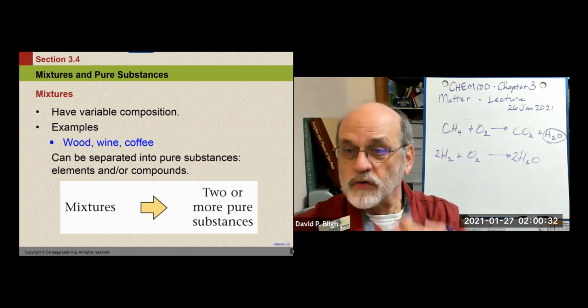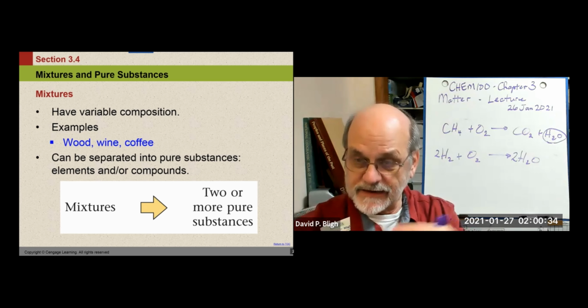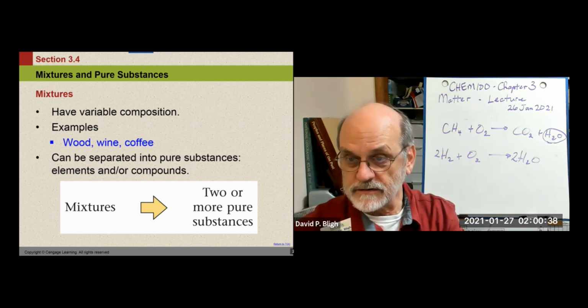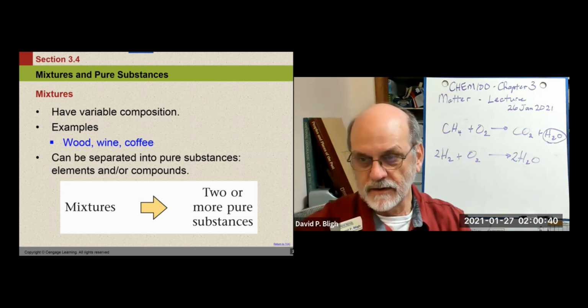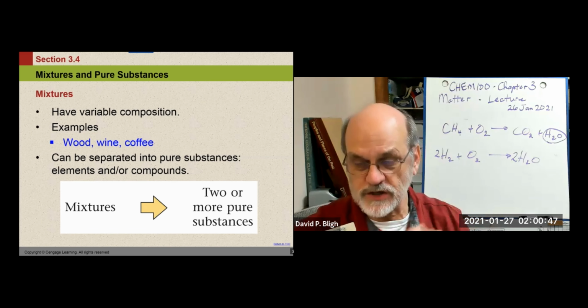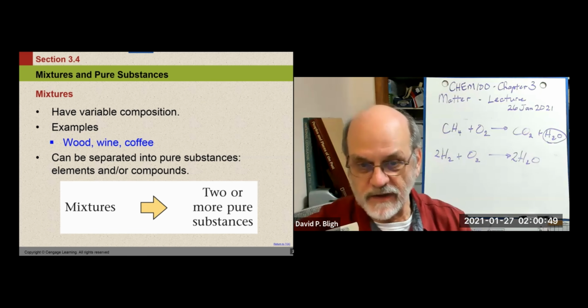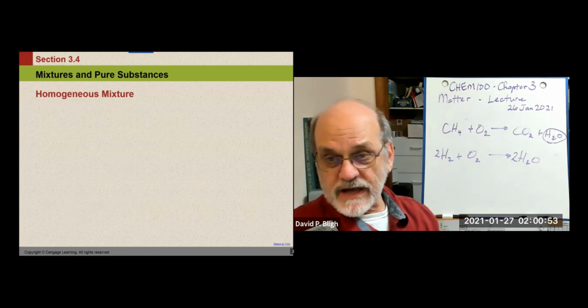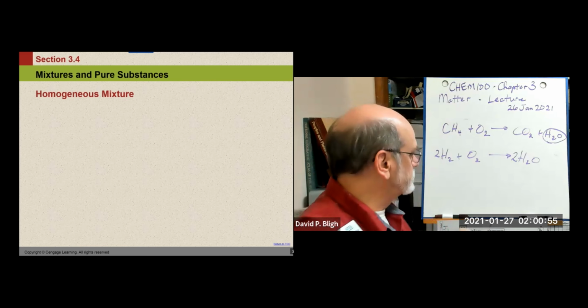And those components, those things that go together to make the mixture, can again be separated by various physical means, because we don't change the identity of those parts of the mixture. So we're just talking about physical changes here, if we separate them. Now, mixtures can be subdivided into two categories.